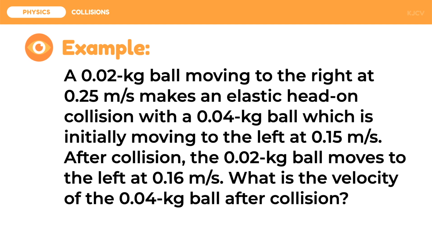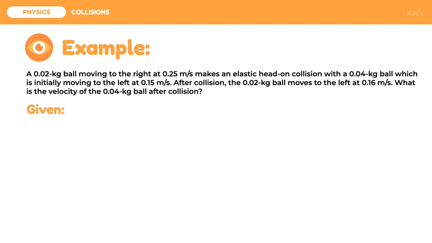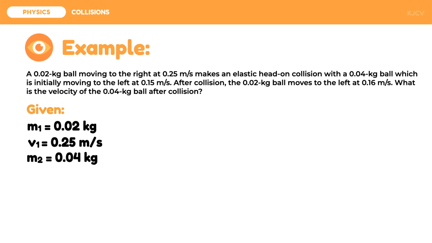This is an example of elastic collision because the objects move separately after the collision and no deformation occurred on the objects. Let us identify the given quantities in this problem. For the mass of the first ball, we have 0.02 kilograms. Since it is moving to the right before collision, its velocity will be 0.25 meters per second. For the second ball, it has a mass of 0.04 kilograms. Since it is moving to the left at 0.15 meters per second before collision, its velocity is negative. The 0.02 kg ball then moves to the left at 0.16 meters per second after collision. Thus, it has a negative velocity.